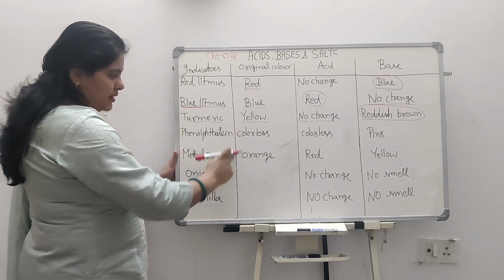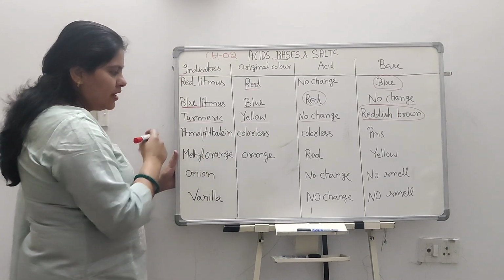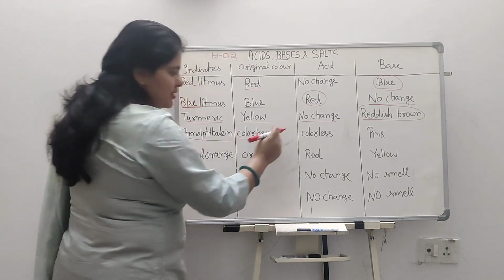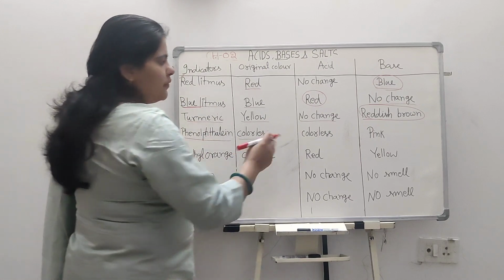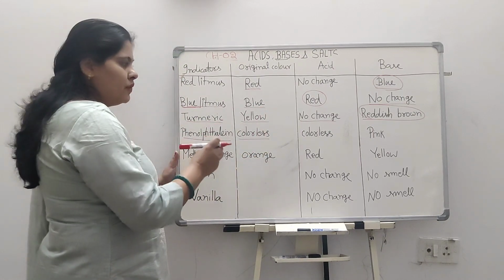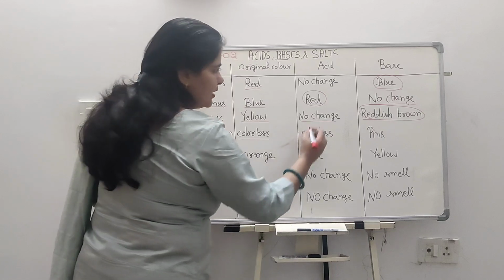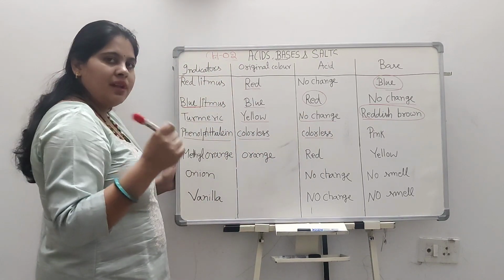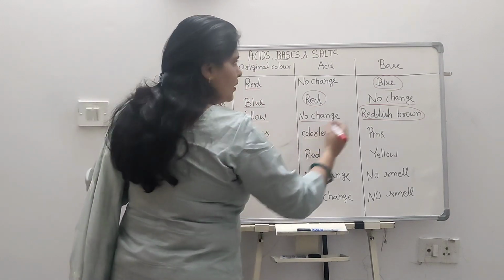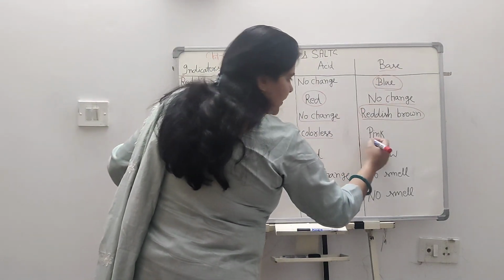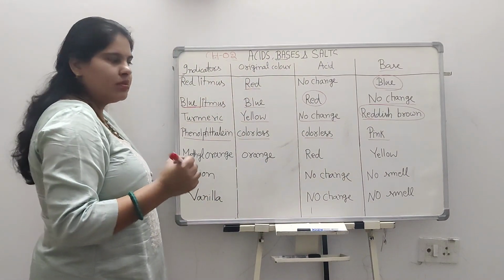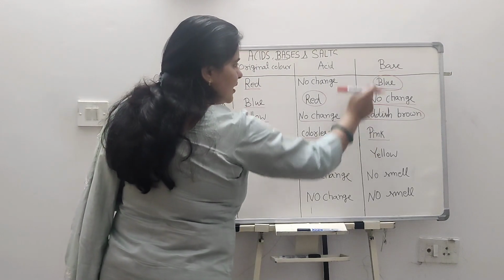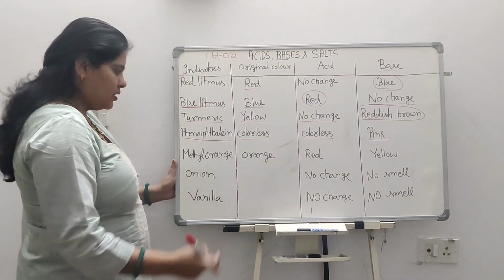Now these are the synthetic indicators, phenolphthalein and methyl orange. Now phenolphthalein, its original color is colorless, means no color. If you add some drops of phenolphthalein to acidic solution, then there will be no change in color, it will remain colorless. But if you add a few drops of phenolphthalein to basic solution, then immediately the solution turns pink. This indicates that the given solution is basic in nature.